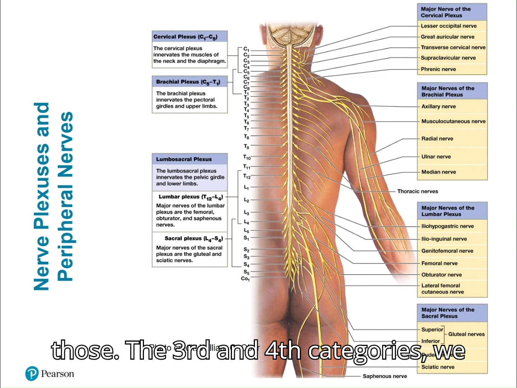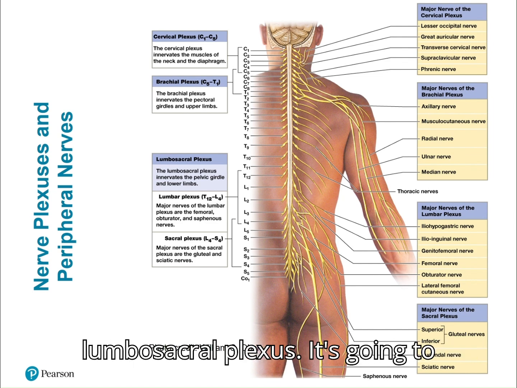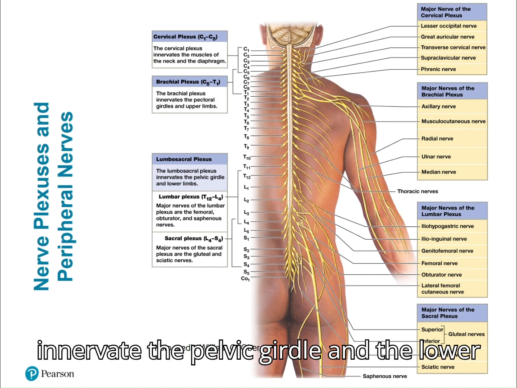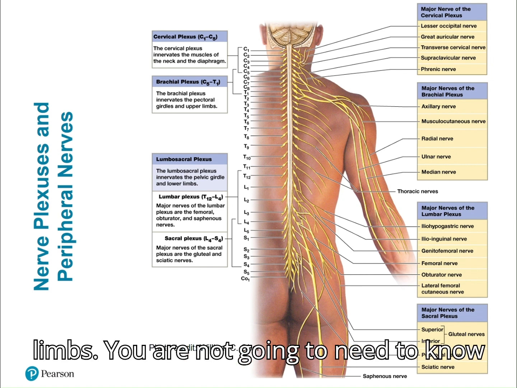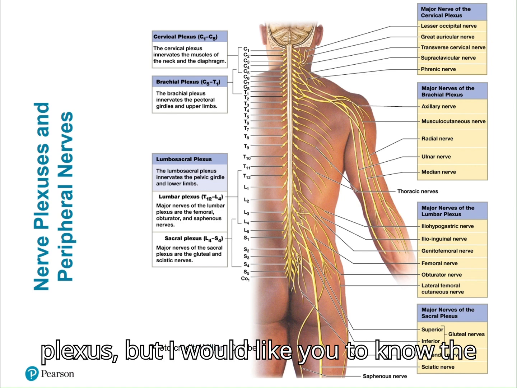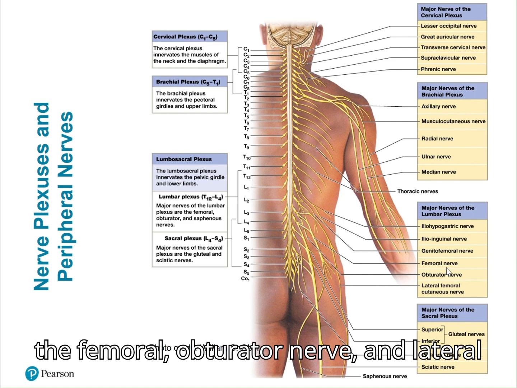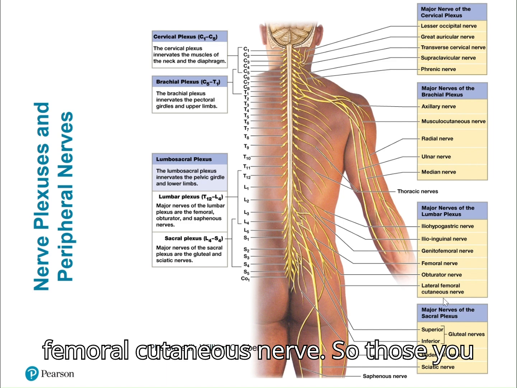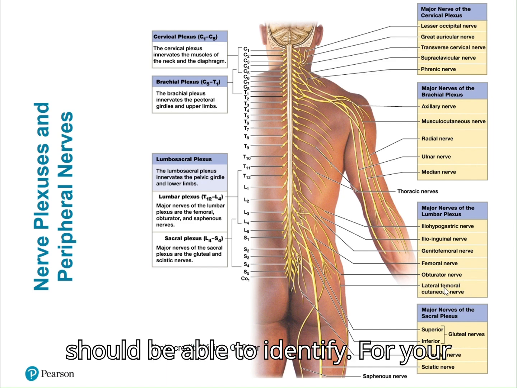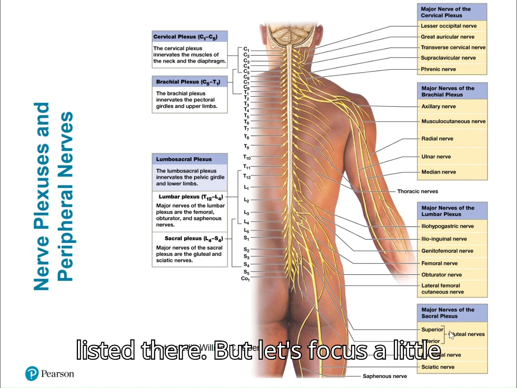The third and fourth categories, we kind of put them together, which is the lumbosacral plexus. It's going to innervate the pelvic girdle and the lower limbs. You are not going to need to know all the major nerves of the lumbar plexus, but I would like you to know the last three that are listed in here: the femoral nerve, obturator nerve, and lateral femoral cutaneous nerve. So those you should be able to identify. For your sacral plexus, you should be able to label all of those that are listed there.